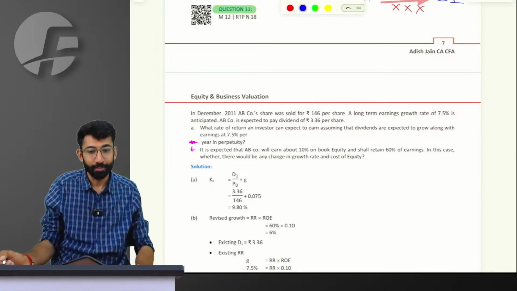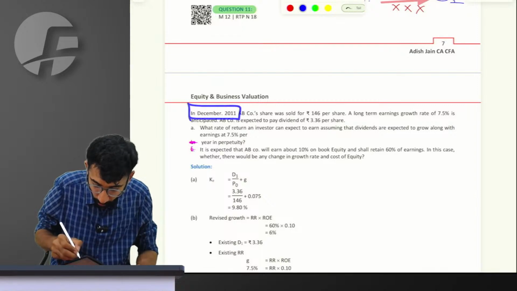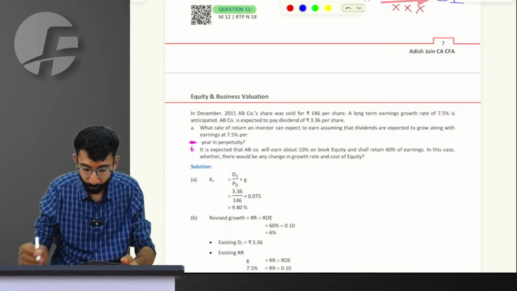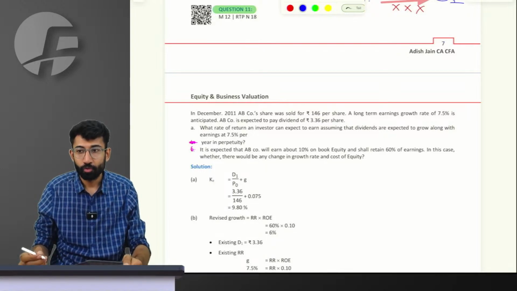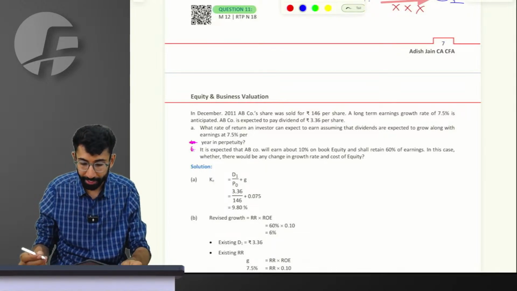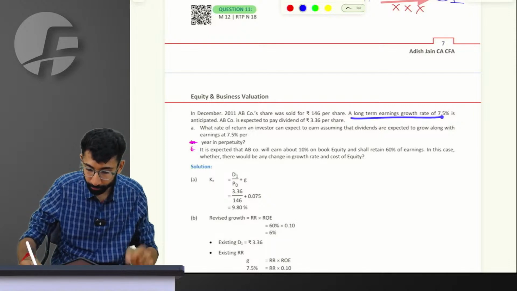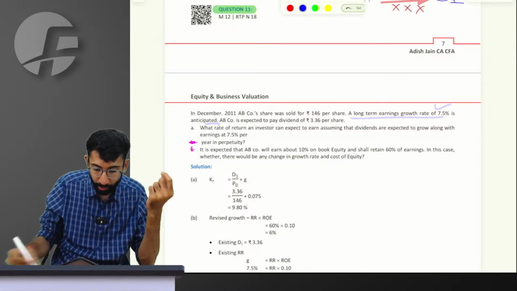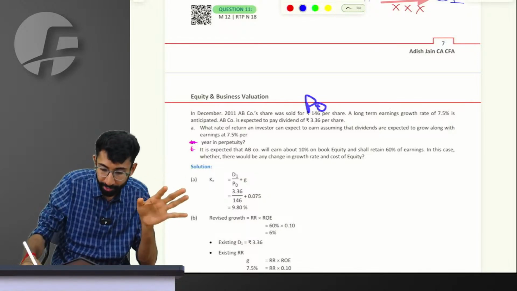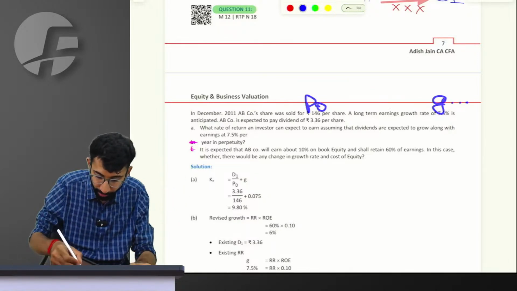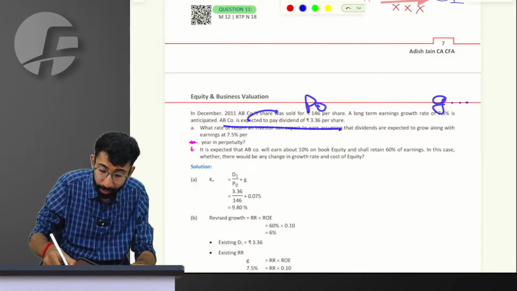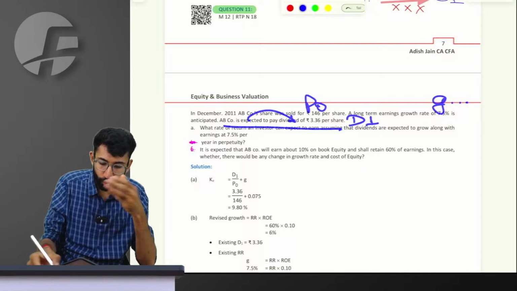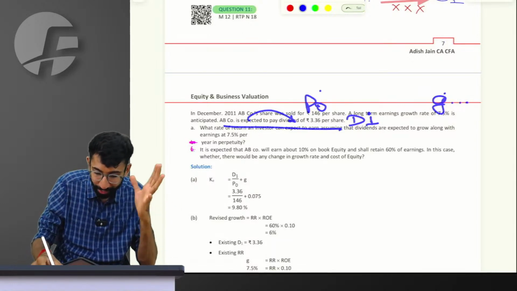Let's proceed for the question. In December 2011, AB company's share was being sold for rupees 140 per share. A long-term earning growth of 7.5 is anticipated. So we have the price of the share already given, we have a long-term growth rate already given. The company is expected to pay a dividend, D1 is given as 3.36. So we have P0, we have D1, we have G.